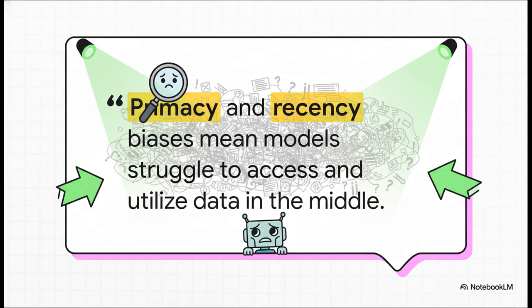It turns out LLMs don't read a prompt like a machine. They read it like a bored student. They pay a ton of attention to the stuff at the very beginning, that's primacy bias, and the stuff at the very end, that's recency bias. But that huge ocean of text in the middle, it might as well be invisible. The model's attention just drops off a cliff.